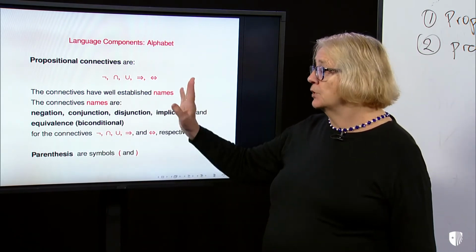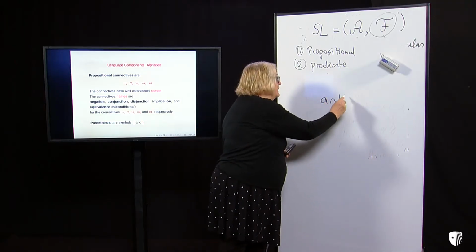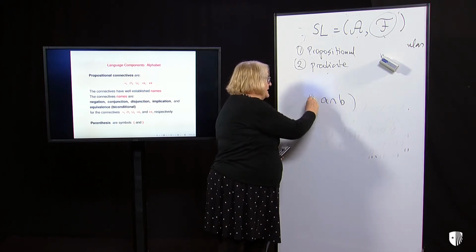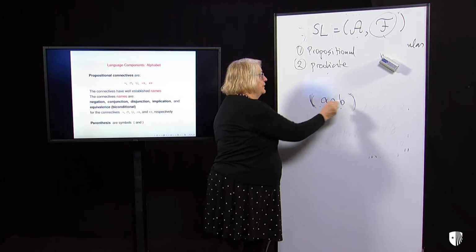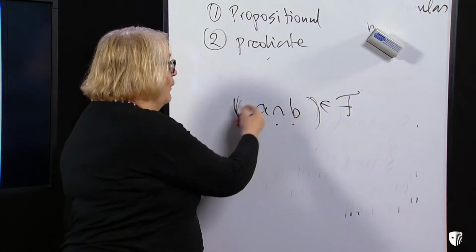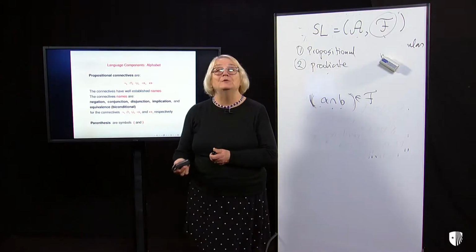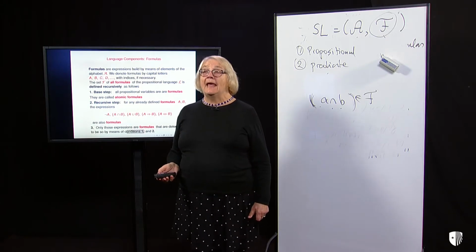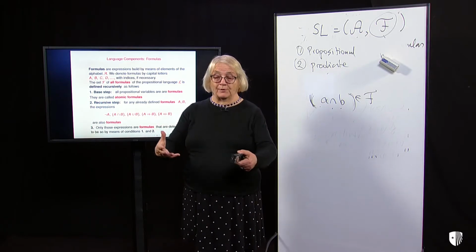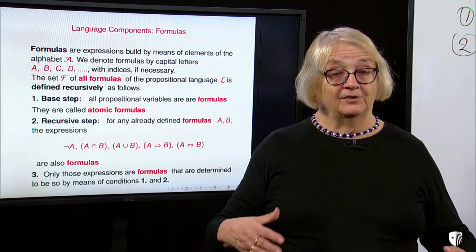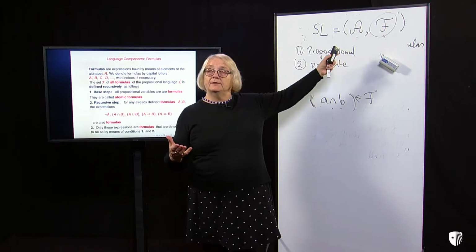And also we add parentheses. Remember, we were writing A and B, and I said that we always put parentheses around. So this is a conjunction, propositional, and that would be our well-formed formulas, with parentheses, because we define them with parentheses. And now we have the alphabet. The alphabet is those symbols of connectives. This is the whole propositional language.